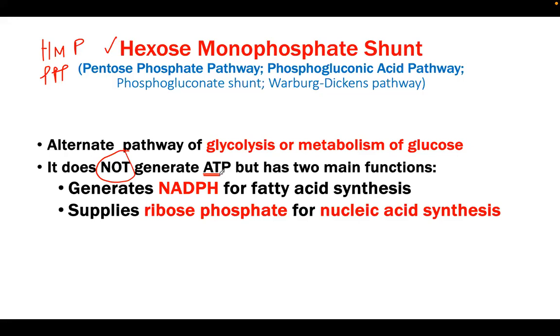Two of the most important main functions of the hexose monophosphate shunt: first is to generate NADPH. What is the significance of NADPH? This is utilized for fatty acid synthesis. And what is the second main function? This is to supply or produce ribose 5-phosphate. This ribose phosphate is utilized as a substrate for nucleic acid synthesis. So it is involved in genetics, DNA, RNA.